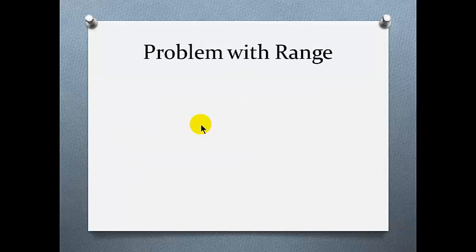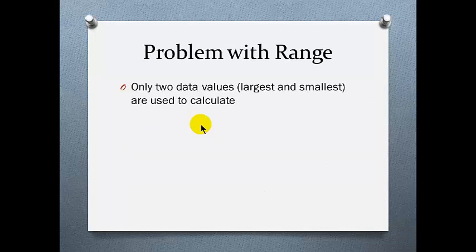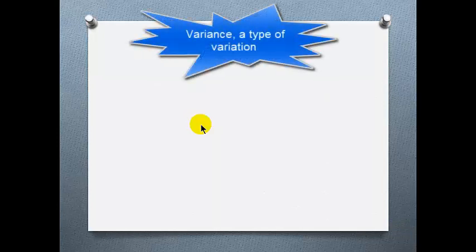But range isn't really very ideal. We don't use it a lot because it's only based on 2 data values. And what if one of those data values is a large outlier and everybody else is kind of grouped together? Then that range is not going to be very accurate because there's lots of values clumped together and only one value way out there. So we need a better method. And that's where this idea of variation comes from.